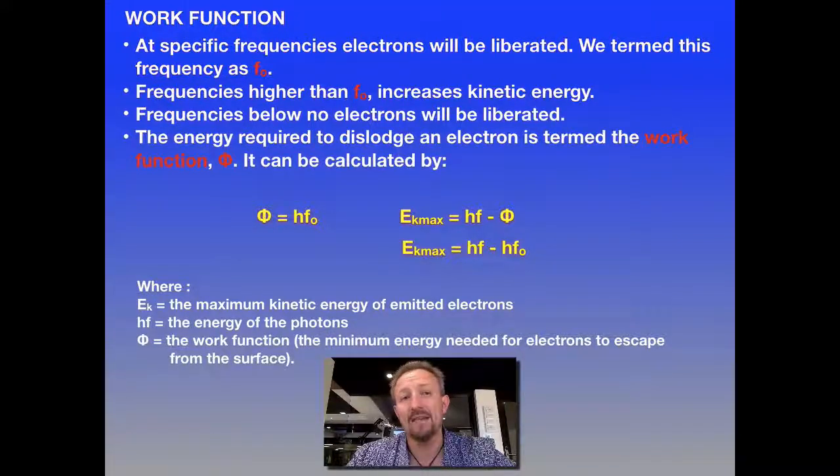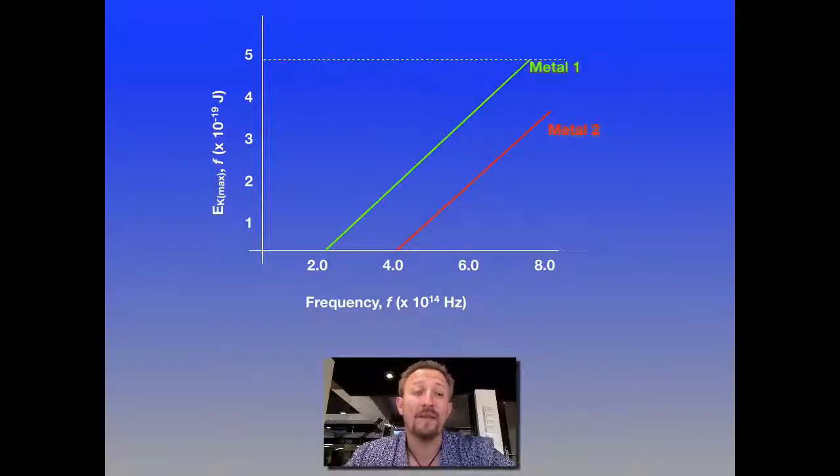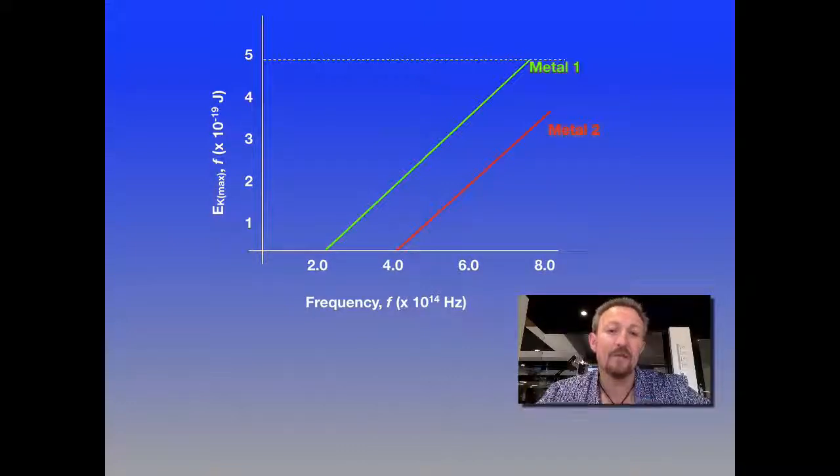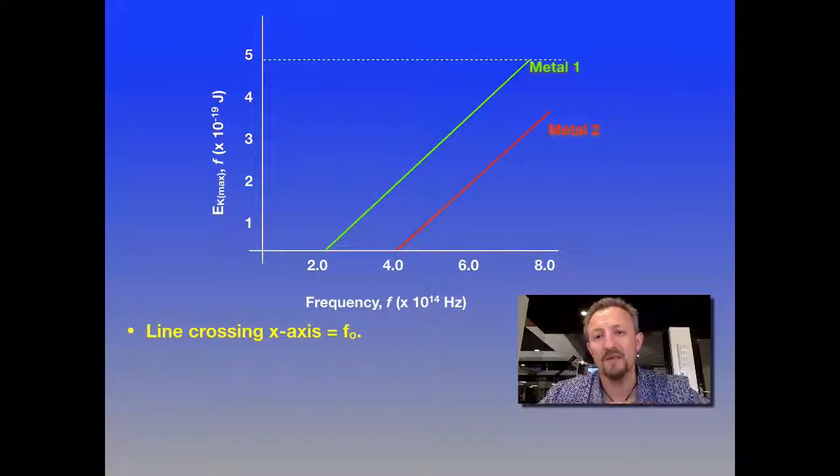How else can we look at work function? Well, we can look at it in the form of a graph. In this case, we've got frequency along the bottom in hertz times 10 to the 14, and we've got the kinetic energy in times 10 to the negative 19. You will notice where the line crosses the x-axis, so for metal 1 and metal 2, where it crosses the x-axis at 2 and 4, that is basically the threshold frequency. At that point the kinetic energy is actually 0, so there's no movement. So we can use the graph to determine the threshold frequency for a specific type of metal.